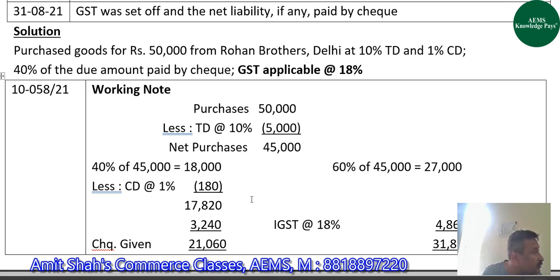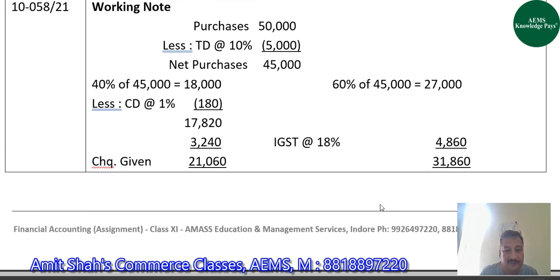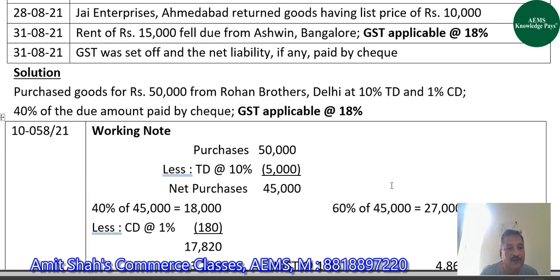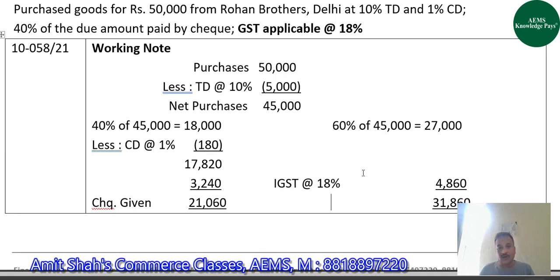So have you all understood the calculations, guys? How will you get to know how much check we have given and how much we have to yet pay? How will you get to know that? Am I clear? So we are doing these calculations to know the amount of check as well as the amount of purchase on credit. I hope guys you all have understood this. Yes or no? Yes, sir.